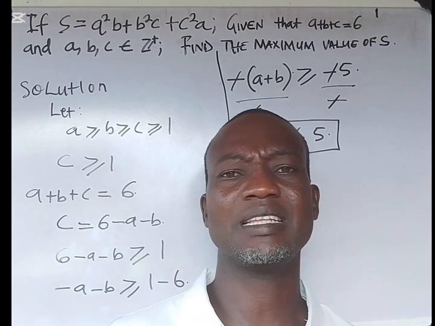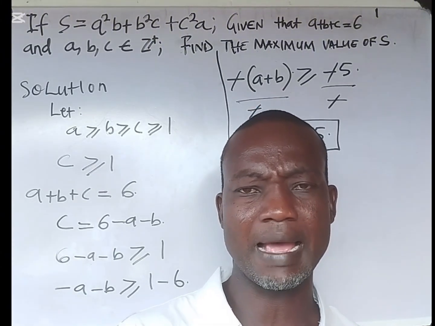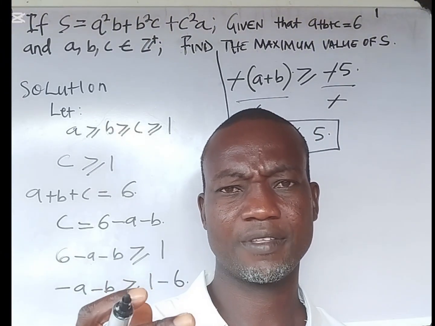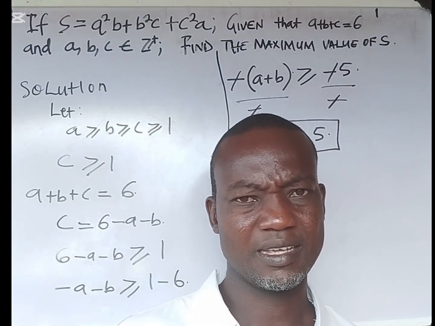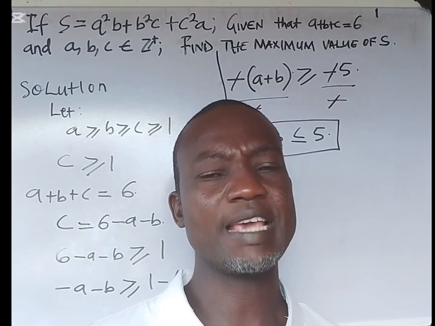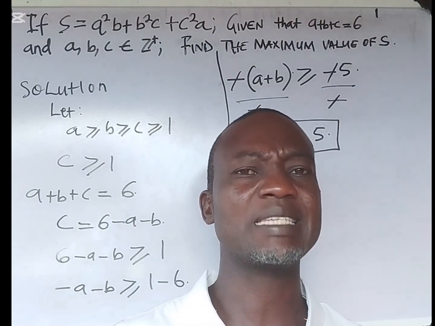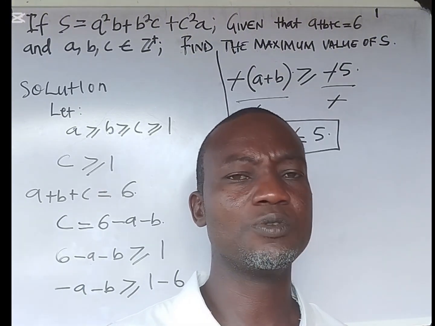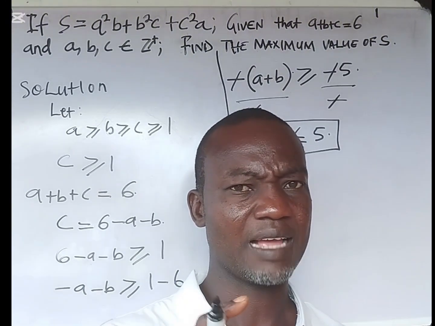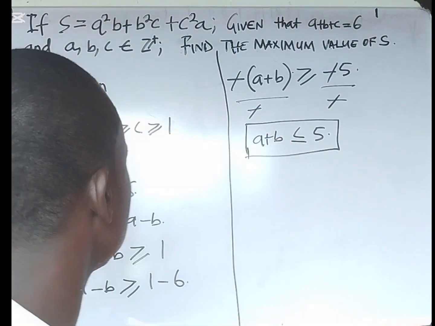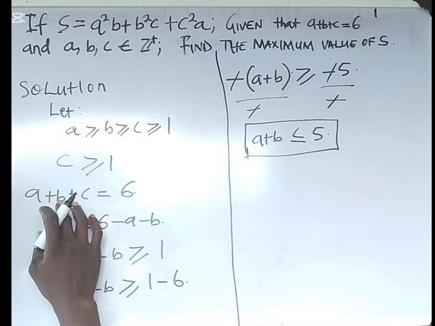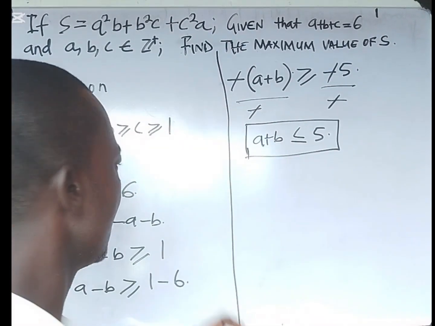So what that means is that the maximum value the sum of A and B can take is 5. Everything is beneath it. And mind you, A and B are positive integers. So there is a restriction to the values that A and B can take. Having that at the back of our mind, let's go back to the given, which is A plus B plus C is equal to 6.